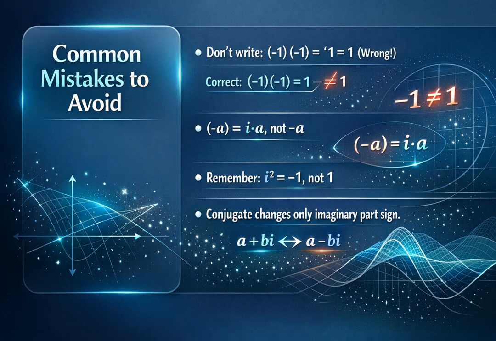Watch out for common mistakes. Never write square root of negative 1 times square root of negative 1 equals square root of 1 equals 1. This is wrong. Remember that square root of negative a equals i times root a, not negative root a. And i squared equals negative 1, not 1. The conjugate only changes the sign of the imaginary part.